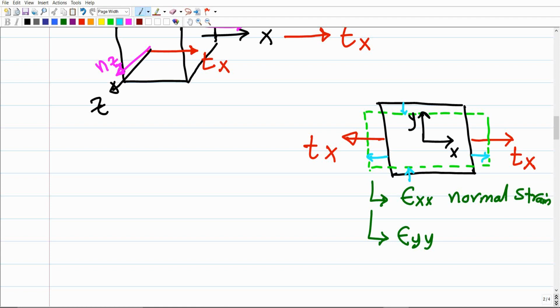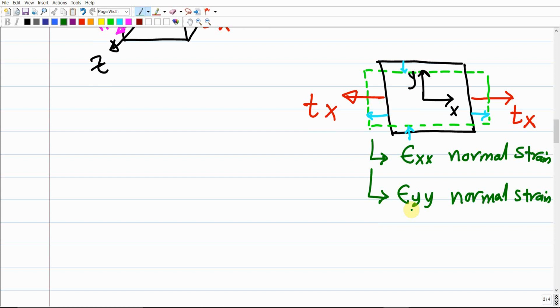So in the x direction, the length has been increased. There is a change in the dimensions along the x-axis, and there is another change in the dimension along the y-axis. That's why we do have two normal components of the normal strain. We also have normal strain along the y-axis. Generally, you could consider we end up with some normal strains along x and y.